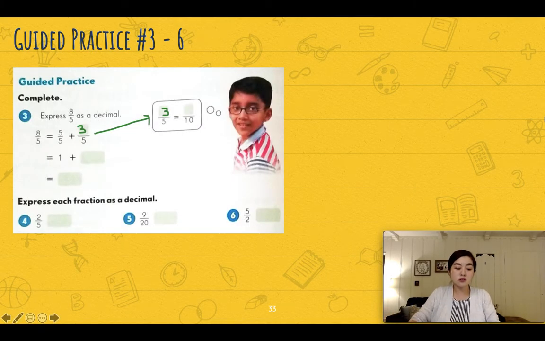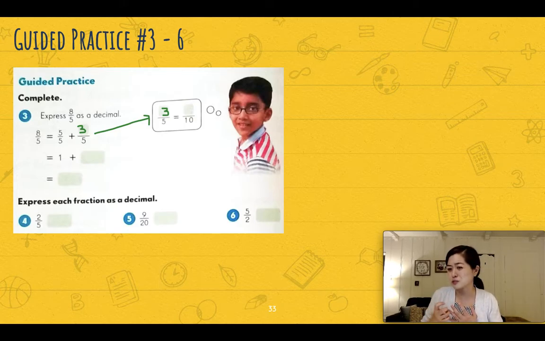Okay, so let's see, we were talking about the improper fraction 8 fifths, and they broke it apart for you already. So 8 fifths is equal to 5 fifths plus 3 fifths. And if you look at the fraction 5 fifths, you know that's the same thing as 1. But now we want to change 3 fifths into a decimal. But for us to do that, we have to find an equivalent fraction of 3 fifths with a 10 at the bottom or a 100 at the bottom to write it as a decimal.